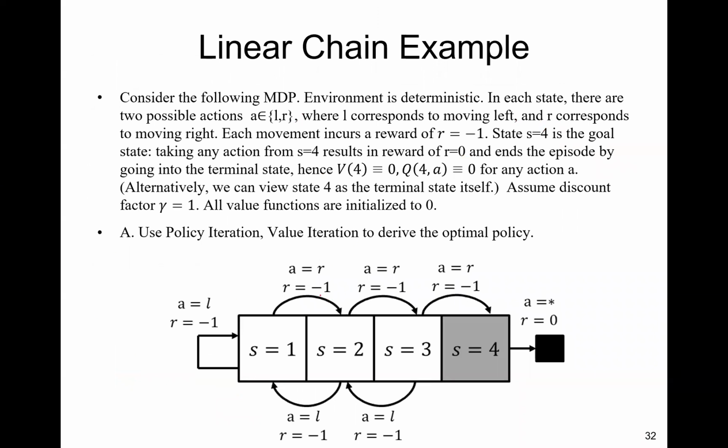So here's another example MDP: a deterministic MDP with two possible actions, left and right, and one terminal state on the right. You can view it as a terminal state itself, or you can view it as a non-terminal state with an additional step to go to the terminal state. These two views are equivalent.